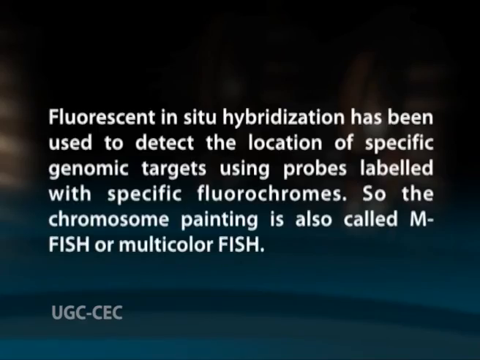This type of probe is most useful for clarifying cytogenetically visible structural or numerical chromosome rearrangements in metaphase, but painting probes are not helpful in the analysis of interphase cells because the signal domains are so large and diffuse. Fluorescent in-situ hybridization has been used to detect the location of specific genomic targets using probes labeled with specific fluorochromes. So, chromosome painting is also called M-FISH or multicolor FISH. The technique allowed the detection of simple and complex chromosomal rearrangements and abnormalities missed by conventional cytogenetic banding techniques.